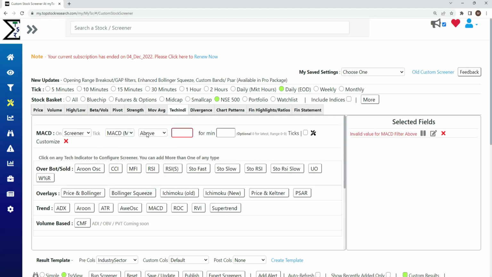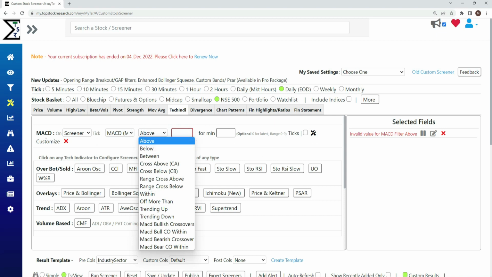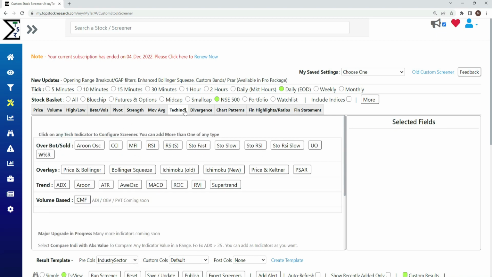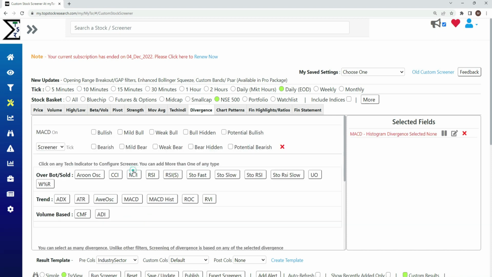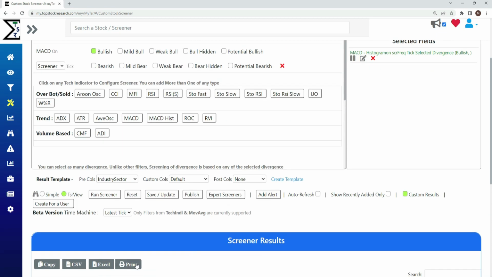MACD. Okay, sorry, it's the wrong place. So we have a separate set of divergence. Go to divergence. Divergence itself is so complicated, that's why we kept it out of the standard indicators. Go into MACD, go look at the bullish divergence on NSE 500, should be fine, EOD Tech.